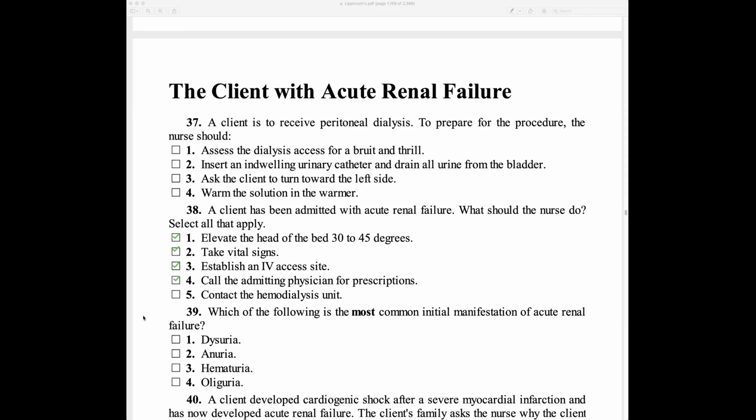Which of the following is the most common initial manifestation of acute renal failure? Put your answers in the chat. Number 39. Which of the following is the most common initial manifestation of acute renal failure?